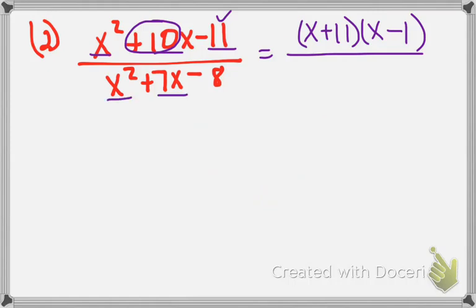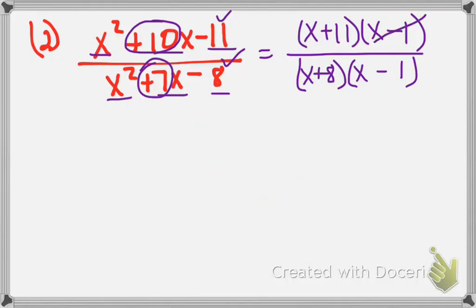In the denominator I have 3 terms, so I'm going to see what multiplies to be 8 and adds to be 7. So we're going to have 8 times 1, positive 8 and positive 1, which add up to be 9. Or rather, positive 8 and negative 1 would add up to be 7. So once it's factored, I'm just going to check to see what I can cancel. And I can cancel x minus 1 with x minus 1. And that's going to leave x plus 11 divided by x plus 8.